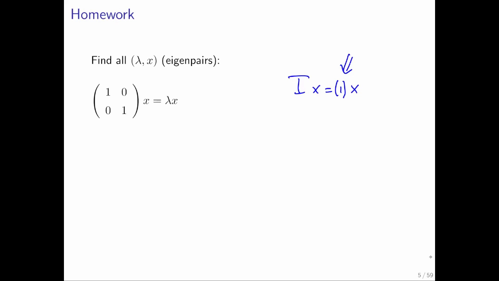And then if you ask the question, what are all the vectors associated with that eigenvalue, you again end up by examination with the span of (1, 0) and (0, 1), the unit basis vectors. Why? Because any vector satisfies that the identity times x is equal to 1 times the vector x.